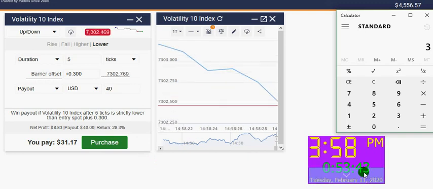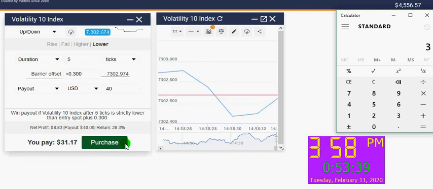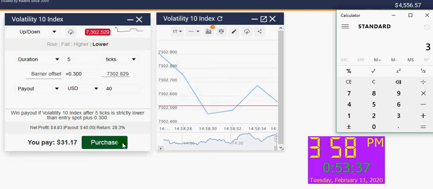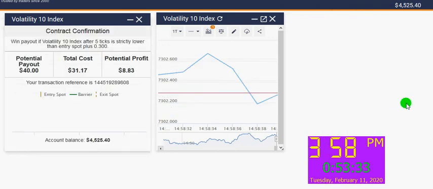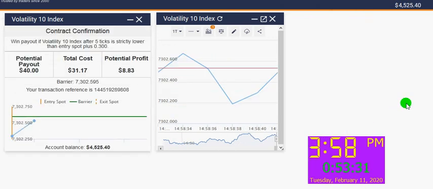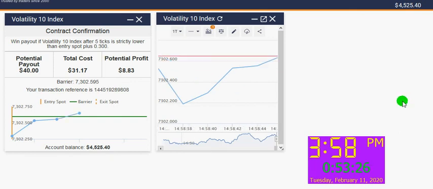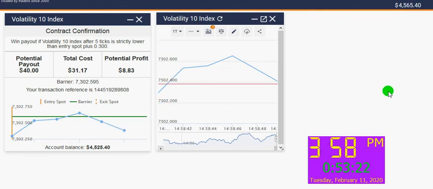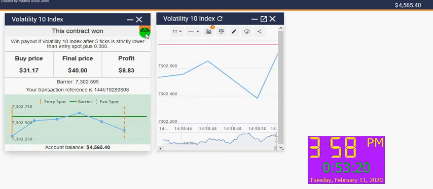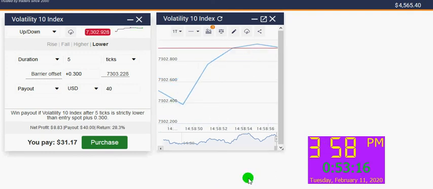Okay, 55. Okay, so we can place the next trade now. Okay, so as you can see, we won all the trades. We won the third trade, so that will be our last trade for today.